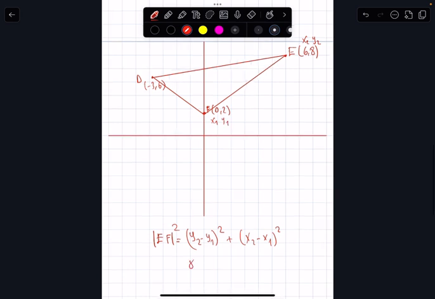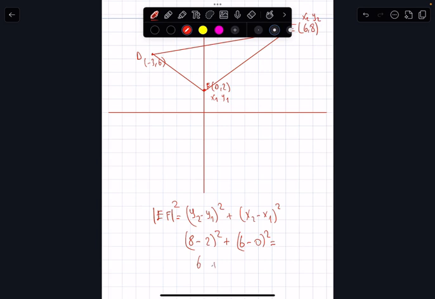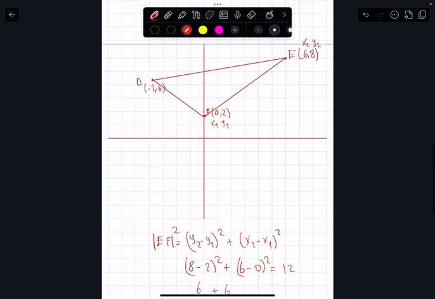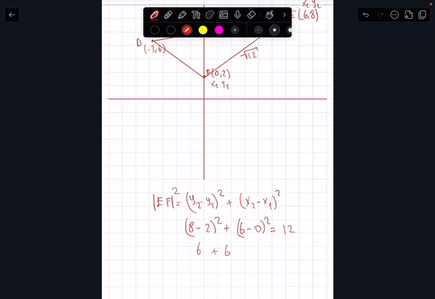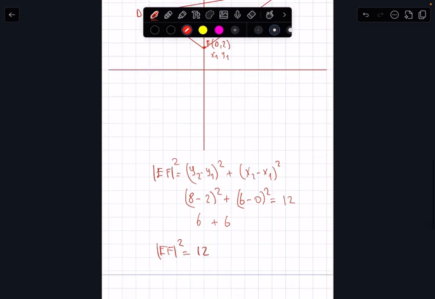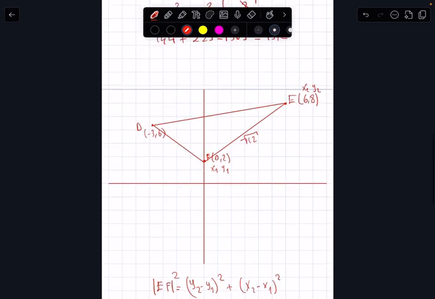So let's do it. 8 minus 2 square plus 6 minus 0 square is equal to what? 6 plus 6, 12. So the length of EF is going to be square root of 12. Because EF square is equal to 12, what am I going to do? I'm going to take square root of both sides. I'm getting rid of these two. Then EF is left alone, which is equal to square root 12. So we found that.